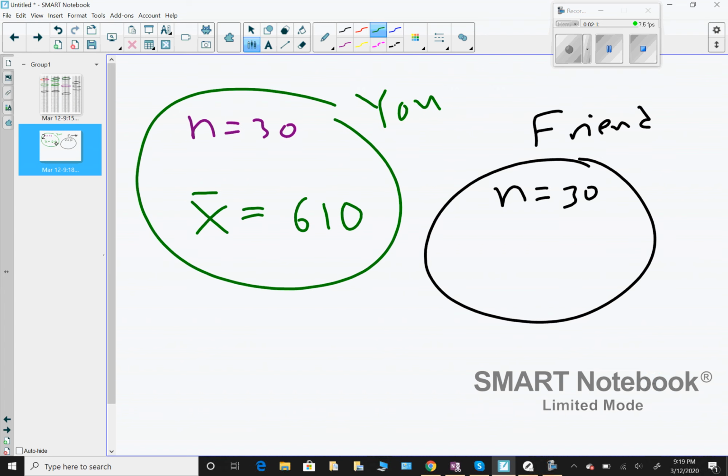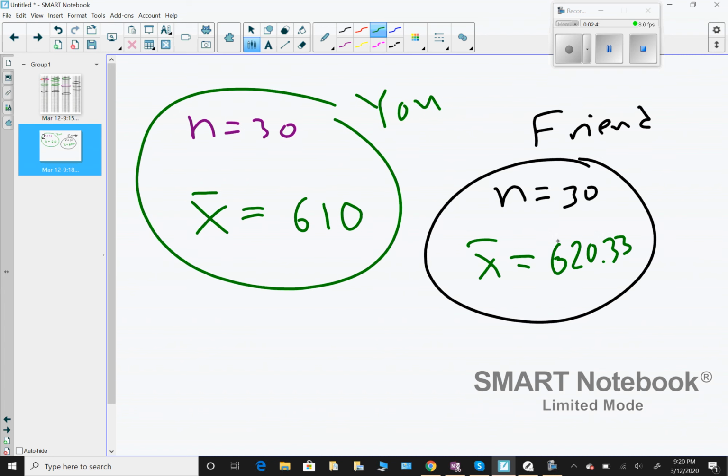So what does that mean? It means that when they compute their X bar, it might not be the same as yours. They might get an X bar of say 620.333 or something. And this is the idea of sampling variability. Every statistician, when they go and do their random sample of 30 people from a population and compute their X bar, the problem they're going to have is that their X bar is not necessarily going to be the same as their friend's X bar.